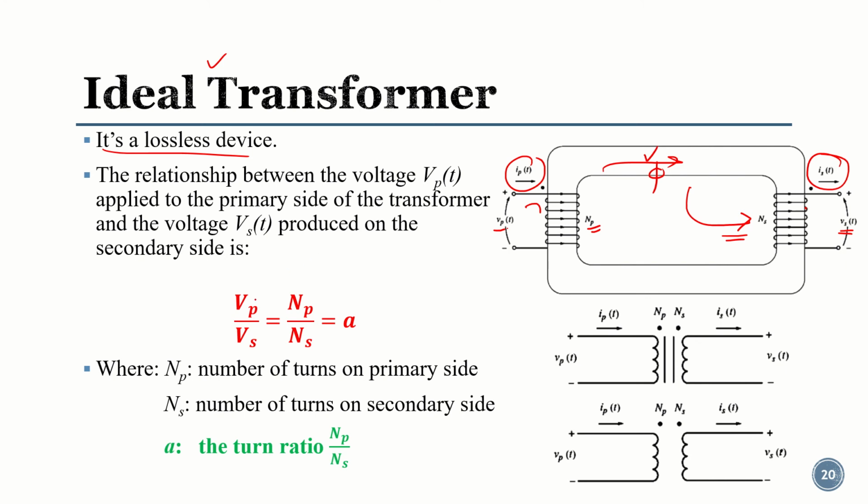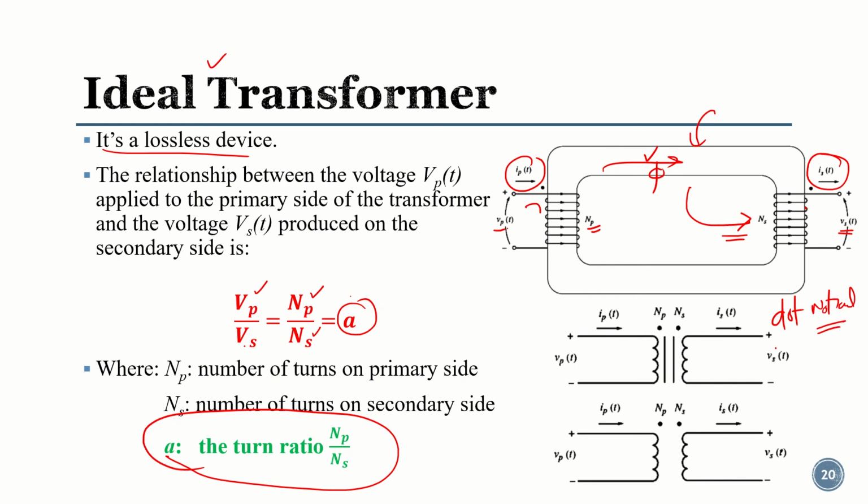The ratio of the primary voltage over secondary voltage, or the number of turns of primary over number of turns of secondary, is called the turn ratio of the transformer. This is a typical schematic diagram, and this is the dot notation or circuit diagram, a basic circuit diagram of a transformer.